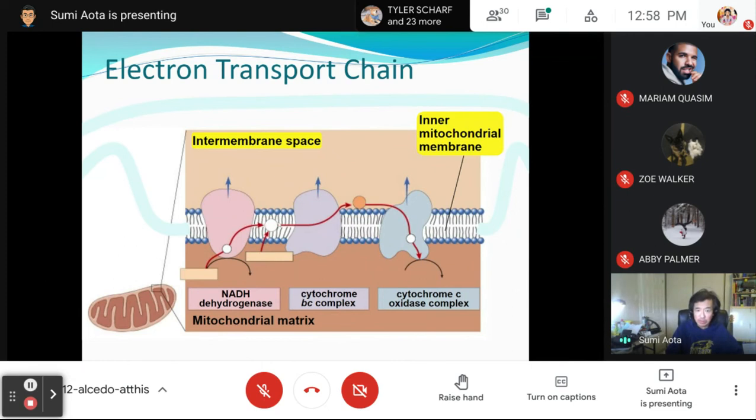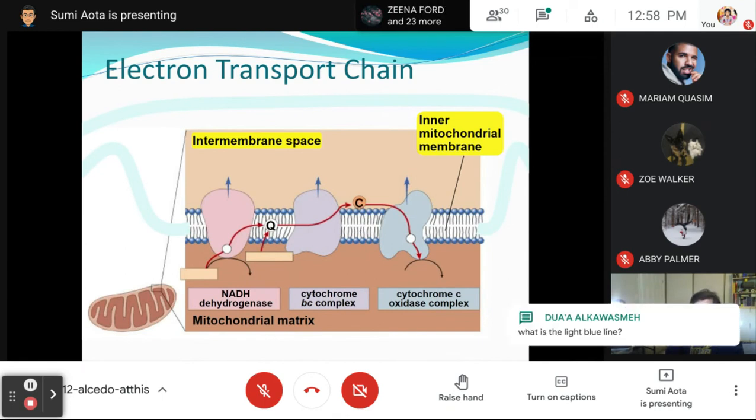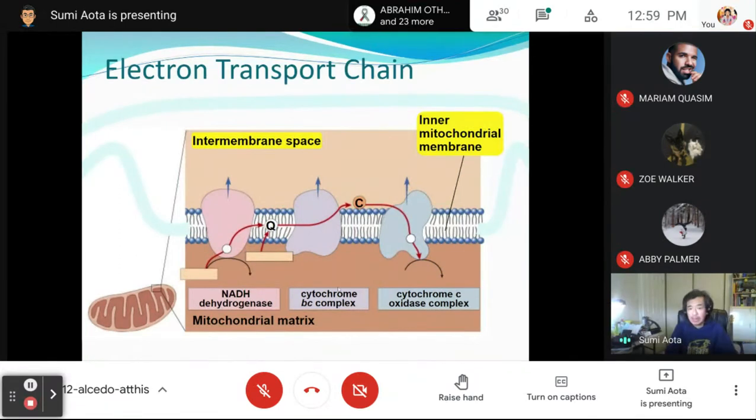There's also 2 circles here. These circles are cytochrome Q and cytochrome C. I don't care if you can spell these correctly, but you should know the light blue line is the cristae. It's the inner membrane of the mitochondria. This light blue line up here is the outer membrane. Cytoplasm will be out here. So: cytoplasm, outer membrane, intermembrane space, cristae, matrix.